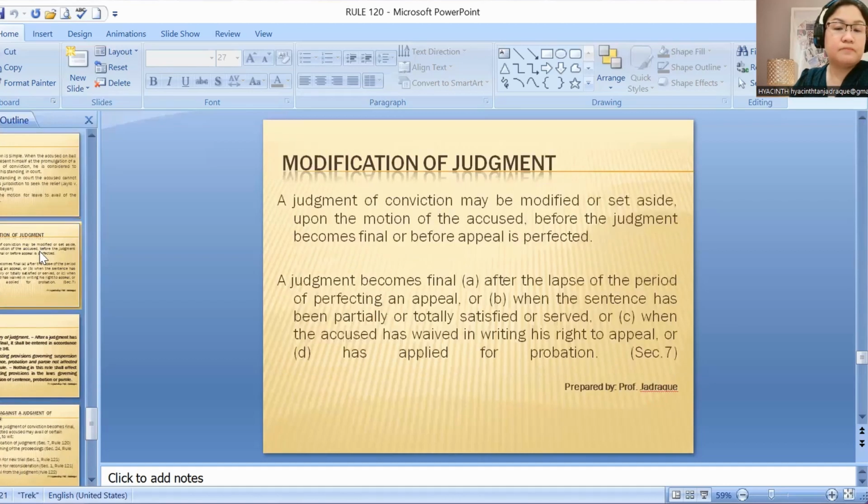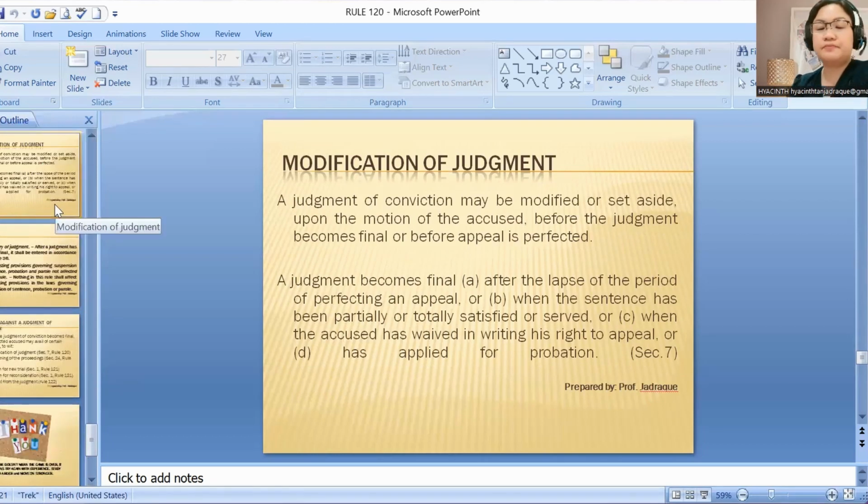Modification of judgment. What is it all about? A judgment of conviction may be modified or set aside upon the motion of the accused, before the judgment becomes final, or before appeal is perfected. Remember the 15-day period, you have remedies that you can avail within the 15-day period.